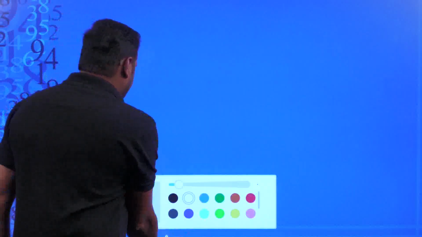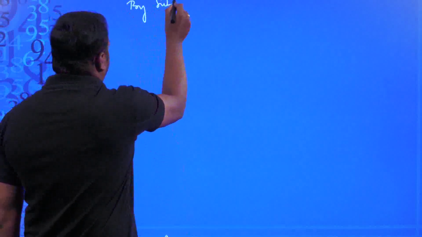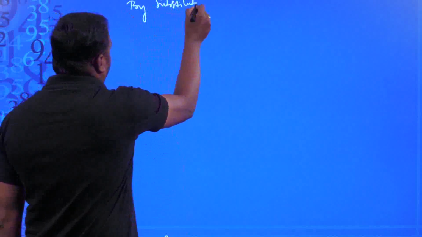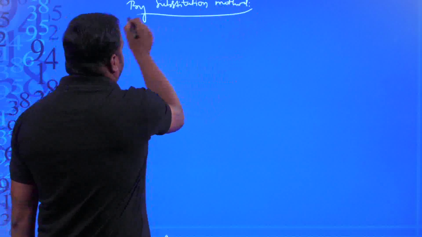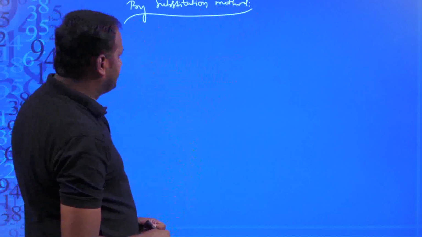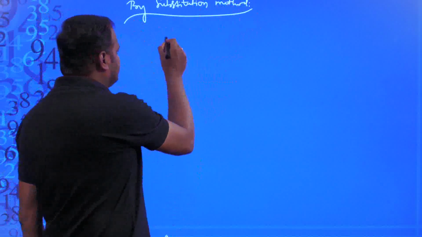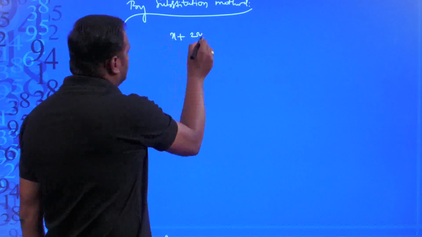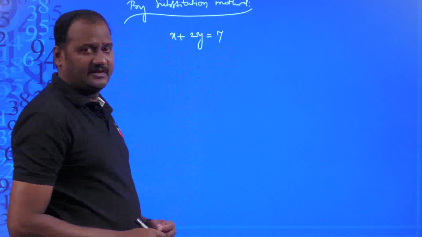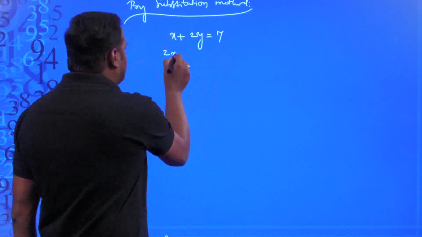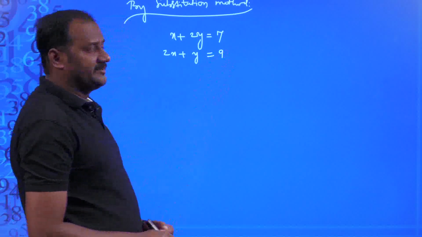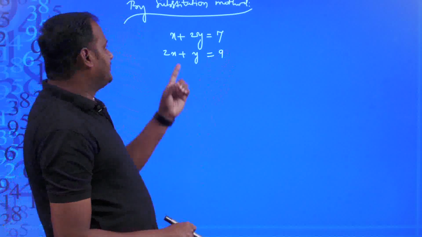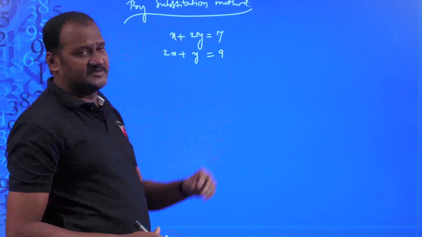First thing is by substitution method, right. So, according to this method, I am going to take a pair of linear equations in two variables. They are, for example, x plus 2y is equal to 7, and the second equation is 2x plus y is equal to 9. These two are a pair of linear equations. We are going to solve this pair of linear equations by substitution method.